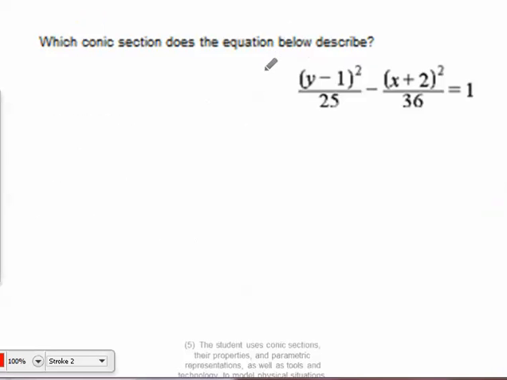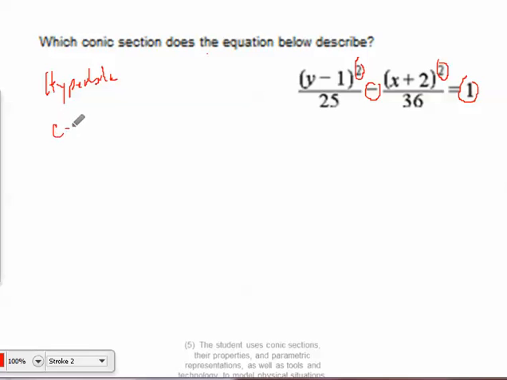So let's look at a couple of these real quickly. So here it's asking what type of conic section do we have here? I want you to notice, see the minus sign here, see the squared, see the 1. That tells you that you have a hyperbola. Okay? Not a problem. We can deal with this.